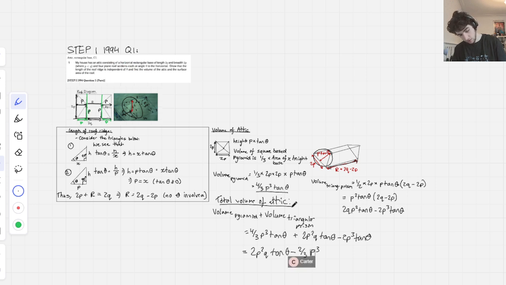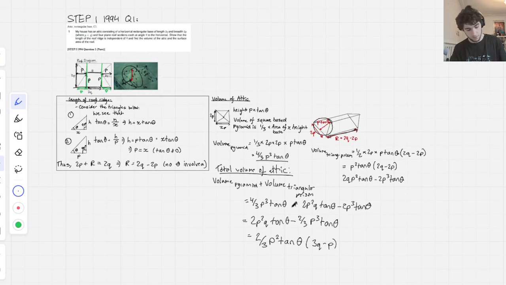2/3 p cubed tan theta, and we can just write this as the same thing as, what's it going to be, 2/3 p squared tan theta multiplied by 3q minus p, right? And that there is our volume, right? So that is that. Okay, so that's the volume part of the question done.